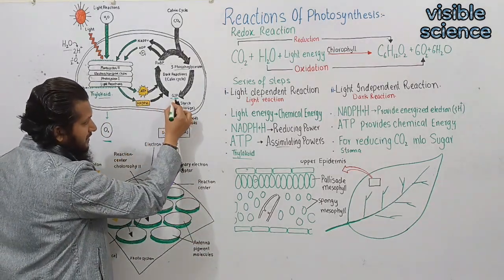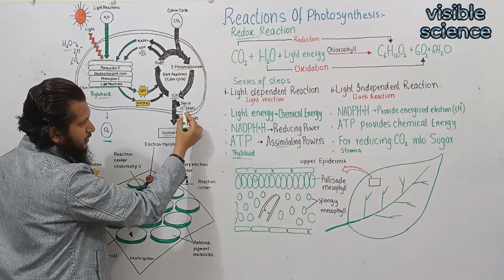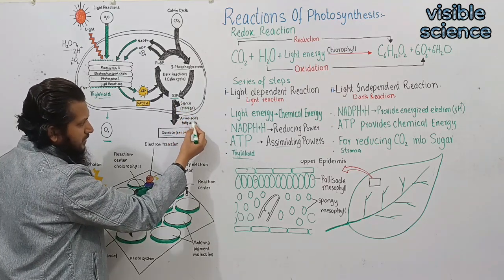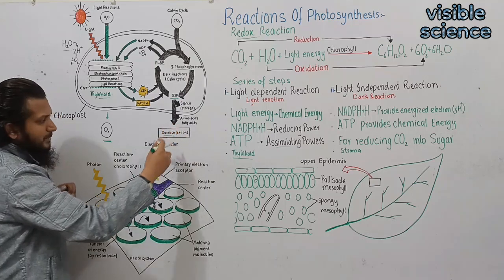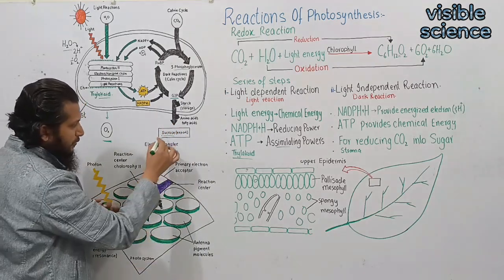And glyceraldehyde 3-phosphate is either converted into starch for storage, or converted into amino acids or fatty acids, or it may be exported to the cell in the form of sucrose.